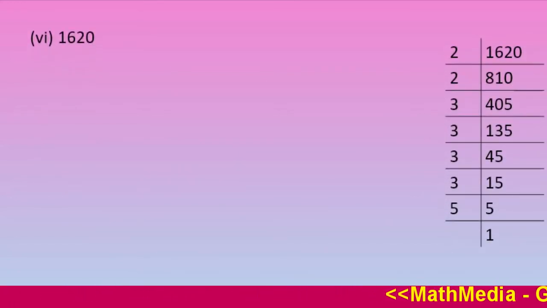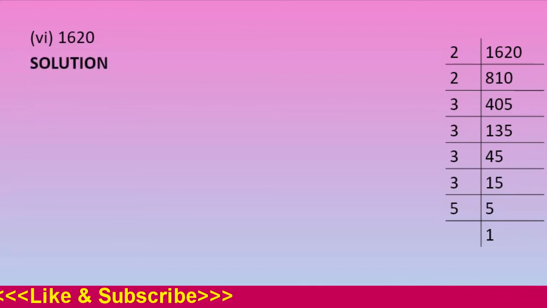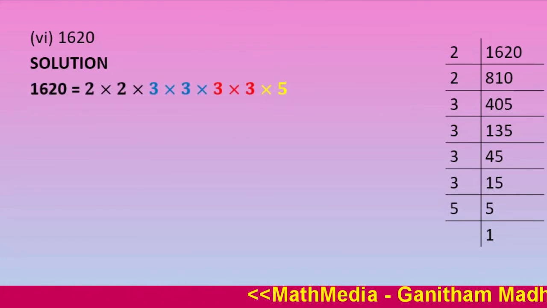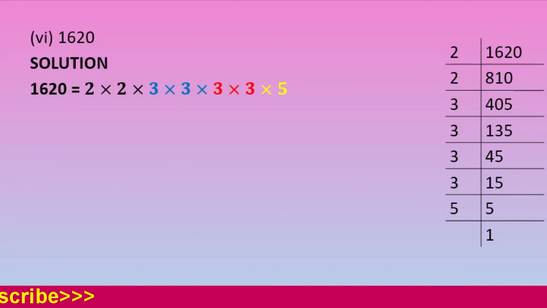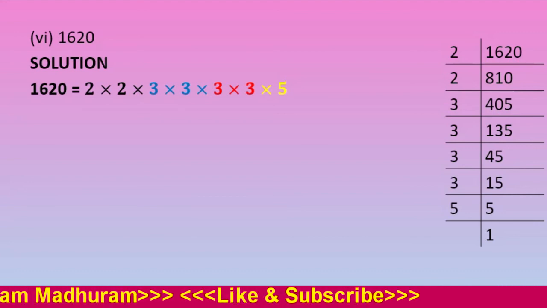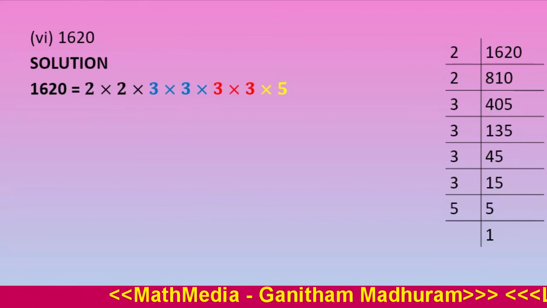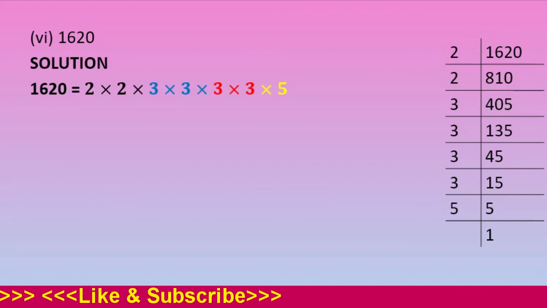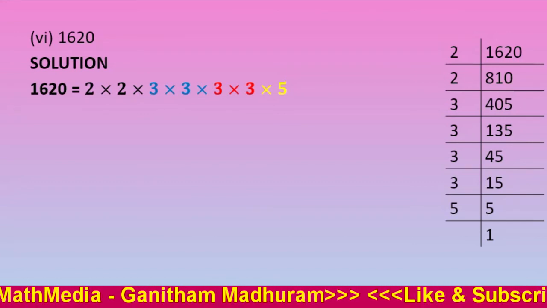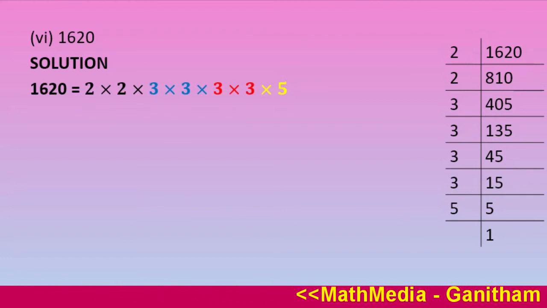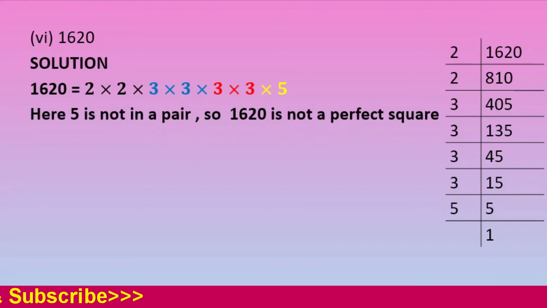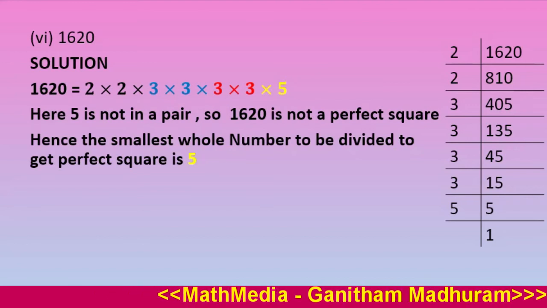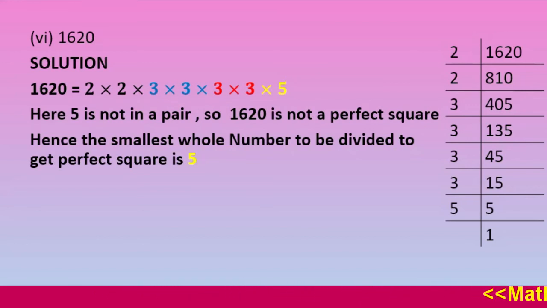Our next question, 1620. As usual, first we have to do the prime factorization of 1620. Now the prime factors of 1620 are 2 into 2 multiplied by 3 multiplied by itself 4 times, multiplied by 5. Now observe the prime factors carefully. We see that 5 is not in a pair. Hence, the smallest whole number to be divided to get a perfect square is 5.